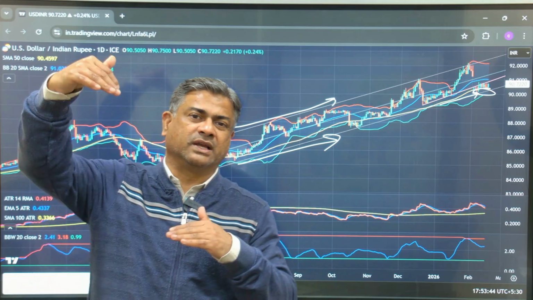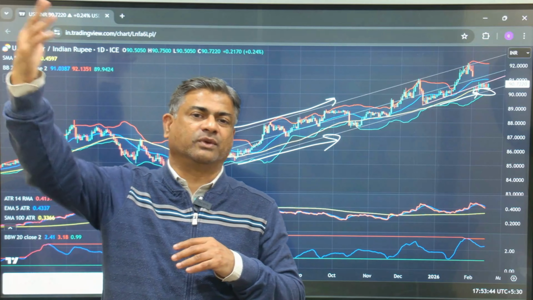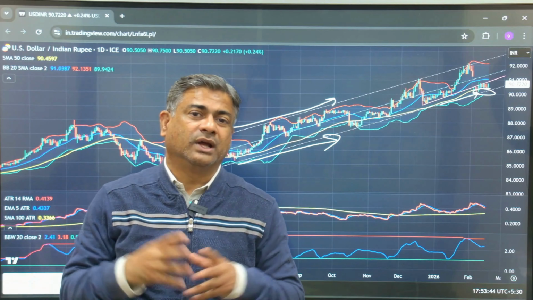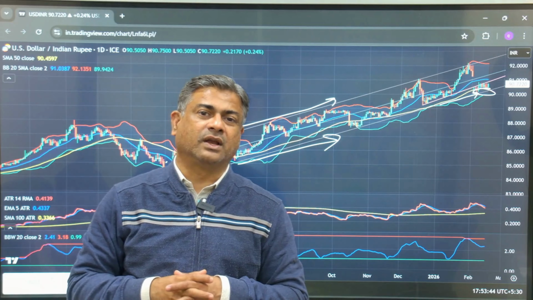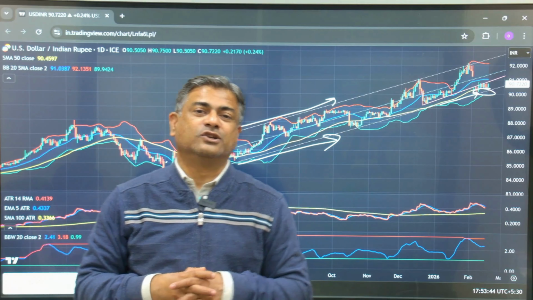And when the rupee weakens and goes higher above 91, 91.50, probably to 92, at those levels you can look to do some plain forwards. So that is it from my side.